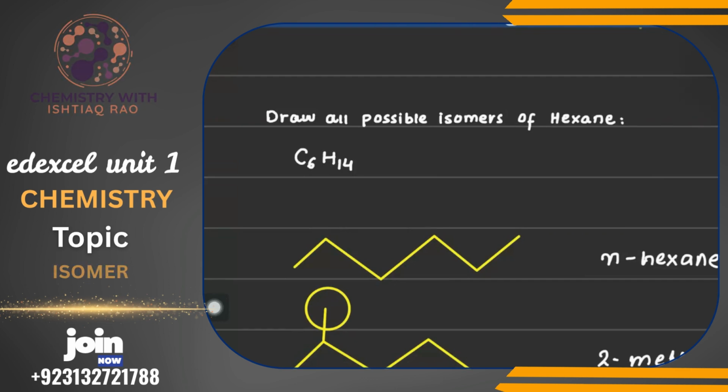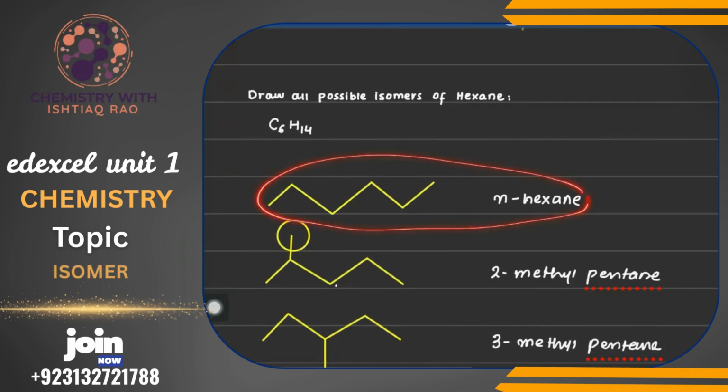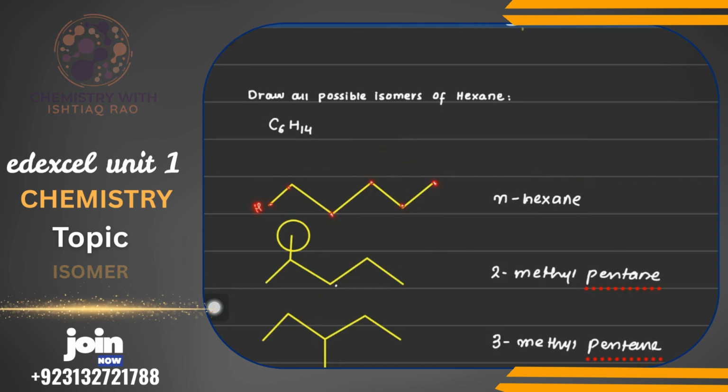What I did, you can see this is the normal hexane. 1, 2, 3, 4, 5, 6 carbon. This is CH3, this is CH2, this is CH2, this is CH2, this is CH2, and this is CH3. Since this is a skeletal formula, we are not supposed to show any carbon or hydrogen. This is the normal hexane.